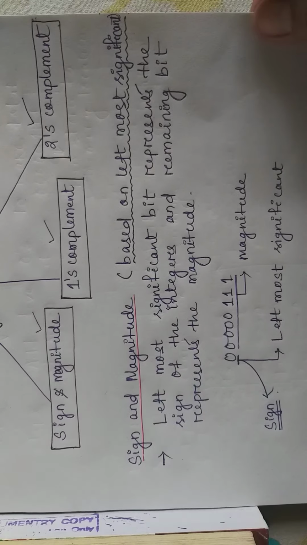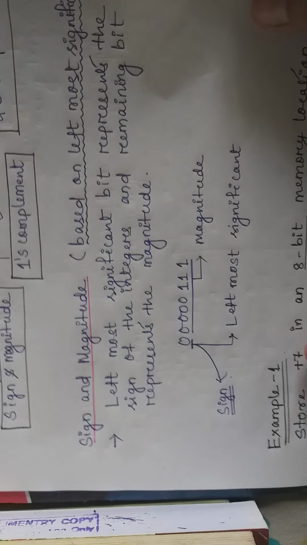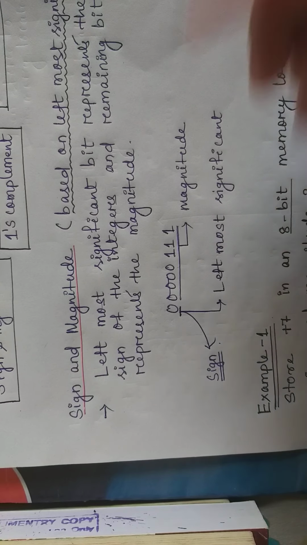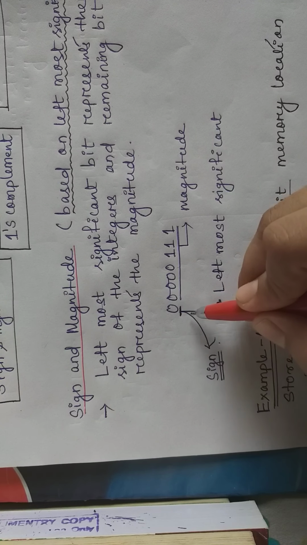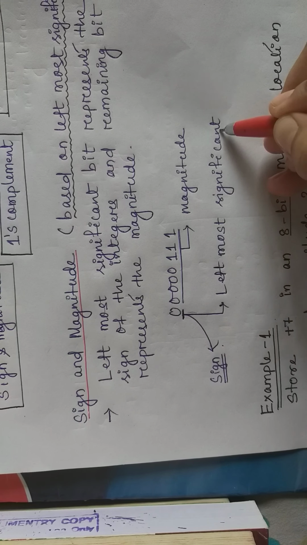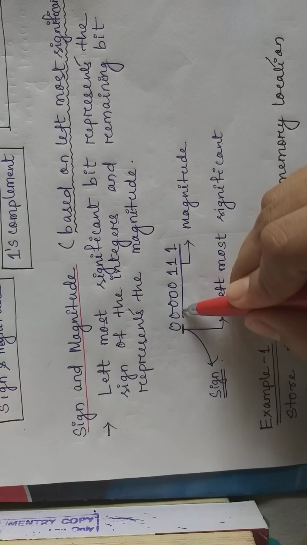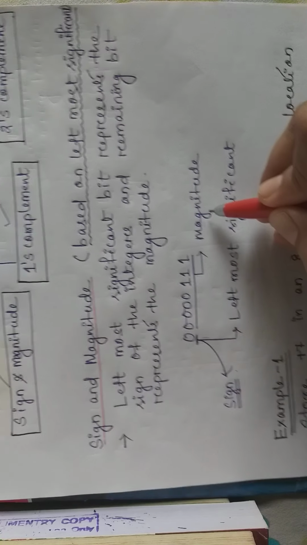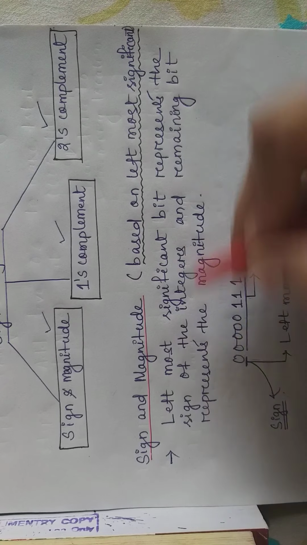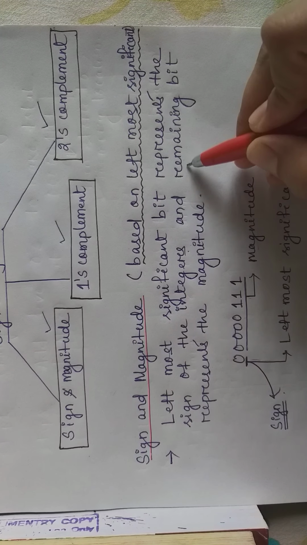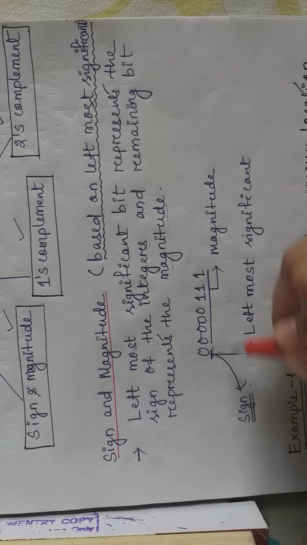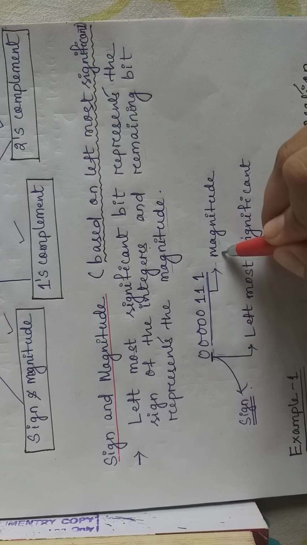What is sign and magnitude? Suppose we take an example: 5 zeros and 111. The first zero defines the sign. That means the first zero, which is the leftmost significant bit, defines the sign, and the rest defines the magnitude. It tells that the leftmost significant bit represents the sign of the integer and the remaining bits represent the magnitude.